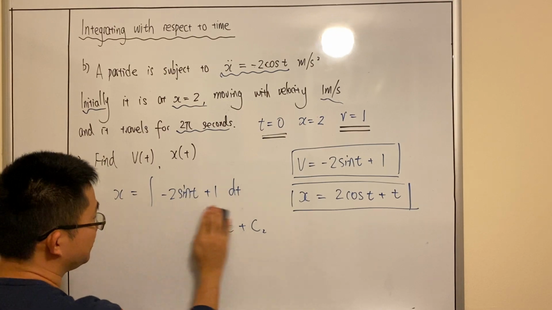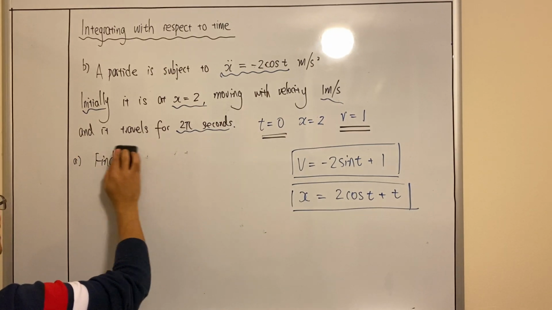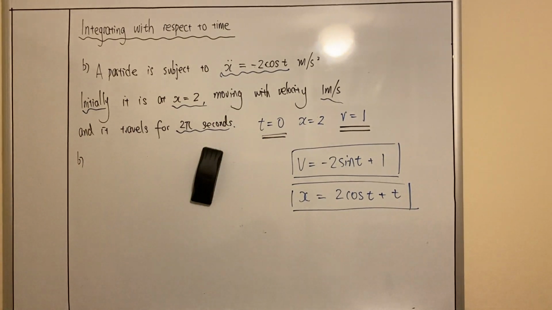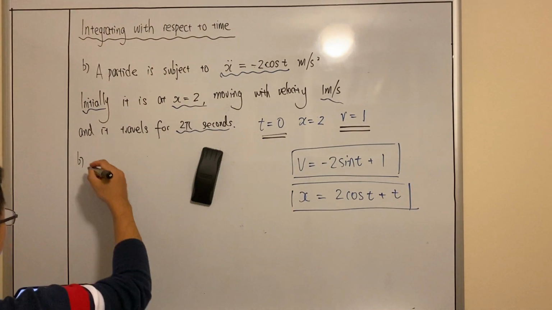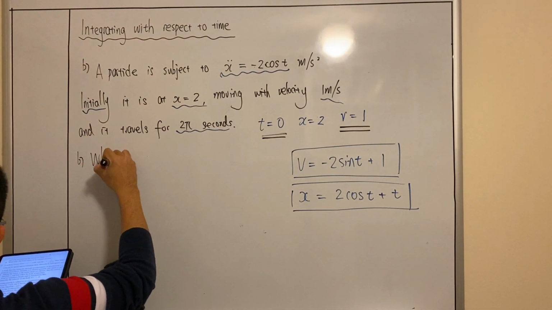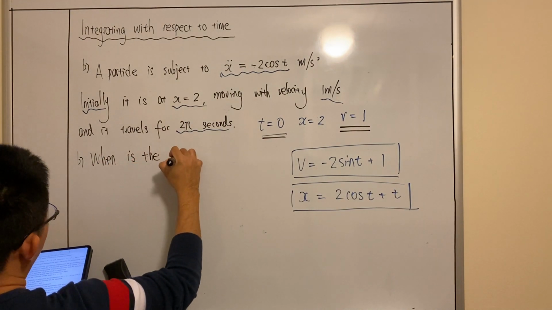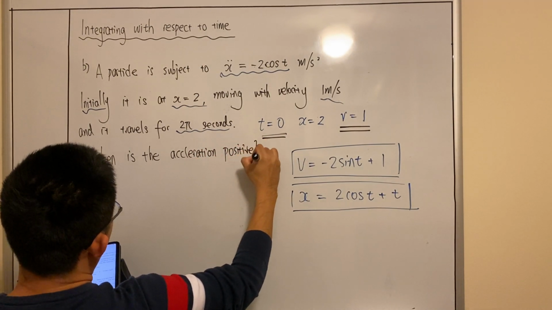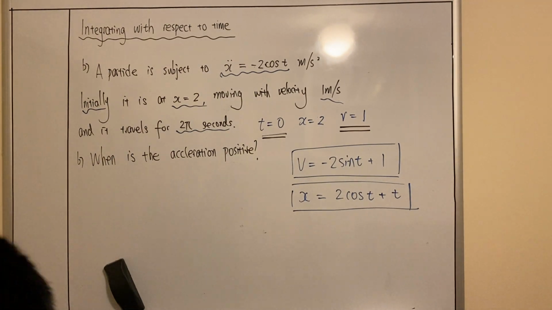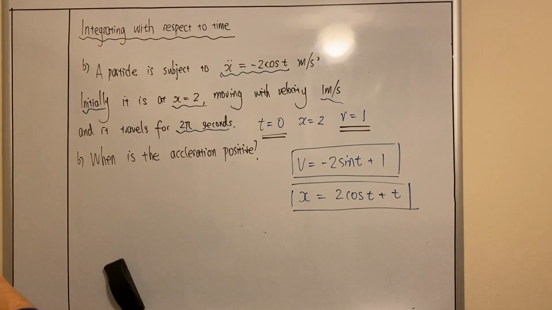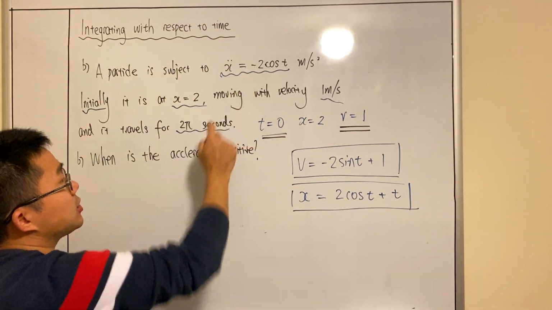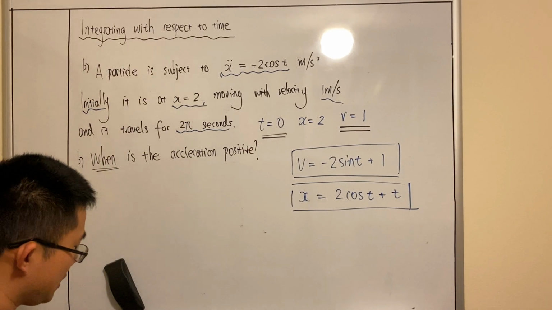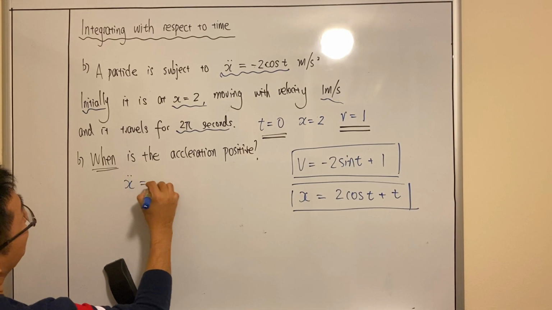Let's have a look at the second part of the question. So this was part A. Now have a look at part B. Part B says, when is the acceleration positive? How do we do this one? We need to make sure that acceleration is positive, and the question asks you when. What is the easiest way to do that? Well, the acceleration function, first we'll write this one down.